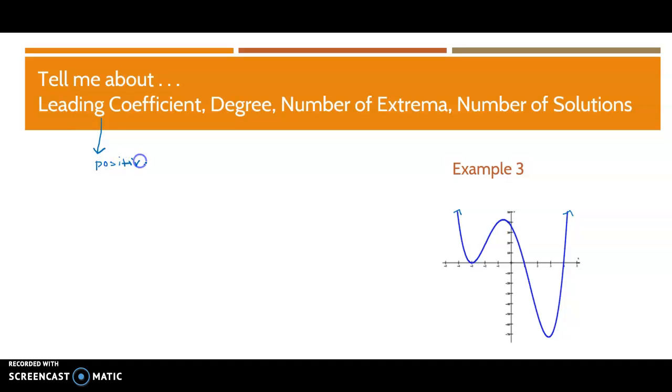And we first saw this when we looked at a parabola and we looked at A, and we saw that if A was positive, then the parabola would be concave up. So here we know that that leading coefficient is positive, just like the parabola, because the overall concavity, the overall shape, these ends are going up and it would be concave up.